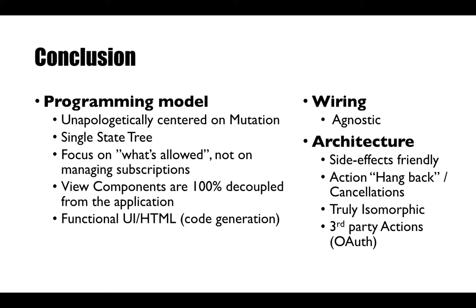You can use simple JavaScript function or just about anything you want, including React.js if that's what you want to use. From an architecture perspective, SAM is extremely friendly to side effects. Because we focus on mutation, we don't need as much purity as FRP. Introducing new concepts such as action hangback and cancellation because of its step-based architecture. It's truly isomorphic, and it even allows third-party actions to be wired in and present data to your model, say with OAuth token.